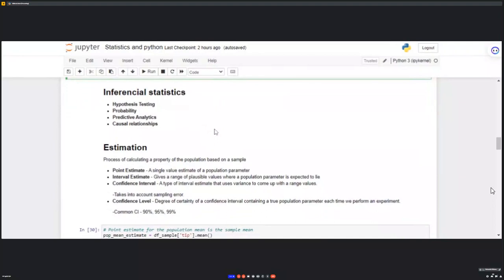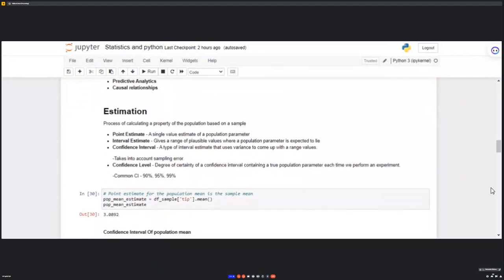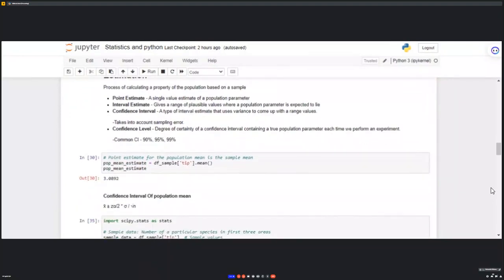To start us off, I'm going to talk about estimation. Estimation is simply the process of calculating a value or a characteristic of the population based on a sample. The reason we call it estimation is because we cannot be 100% sure that it is the exact value. Since we're using a sample, we do not capture everything from the population, so we're just estimating.